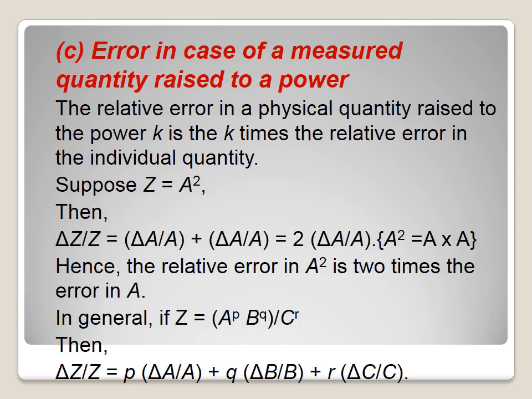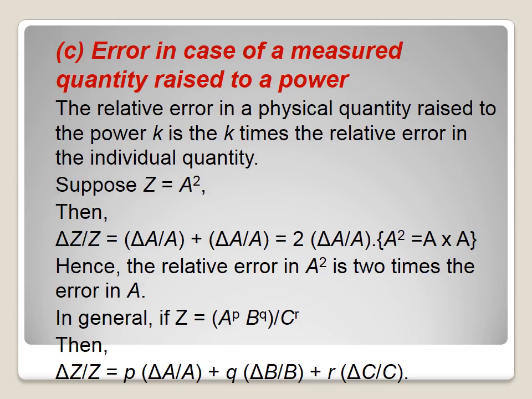Here, it used the similar property to calculate the error in the result by multiplying two physical quantities A and B, which was done in the previous session. Hence, the relative error in A square is 2 times the relative error in A. For this clarity, you see this example.